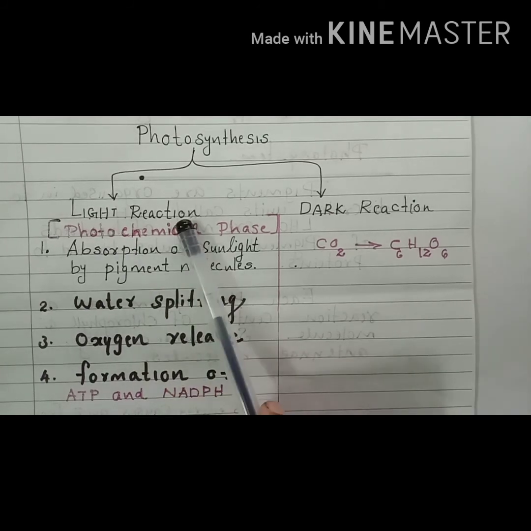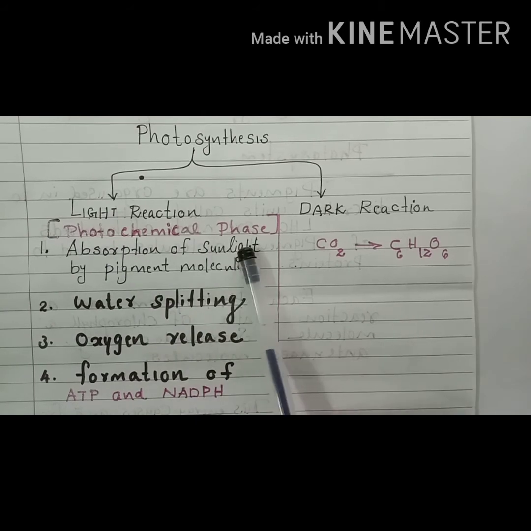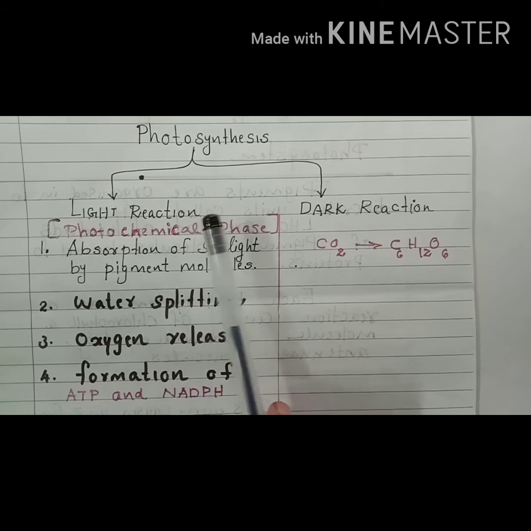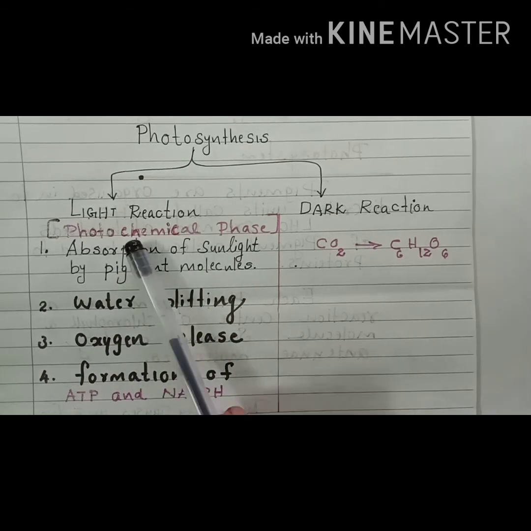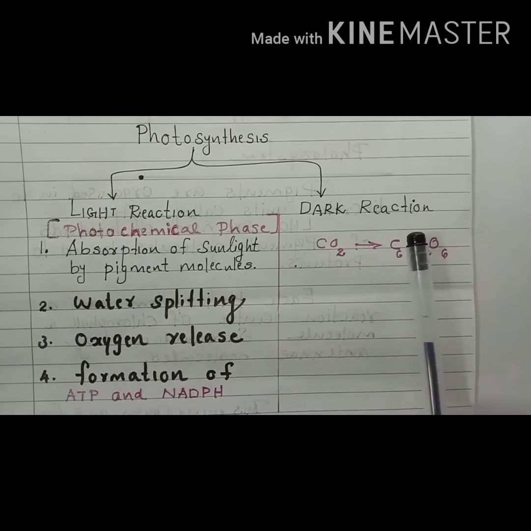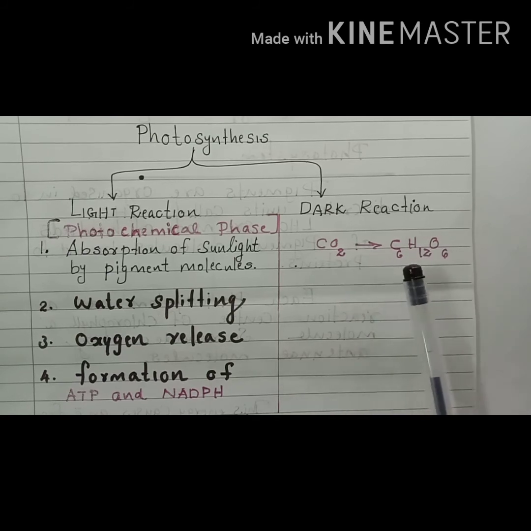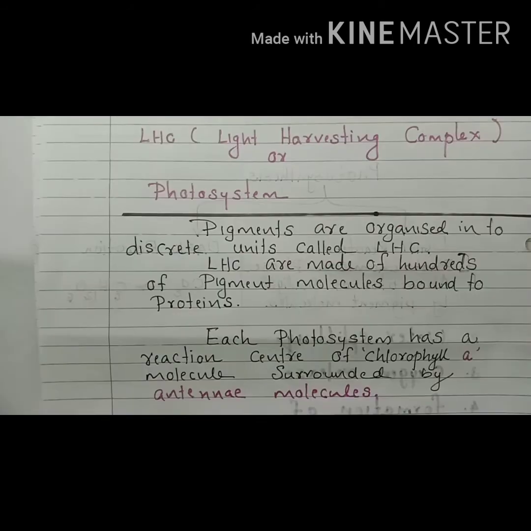Light reaction is otherwise called a photochemical reaction because it happens in the presence of sunlight. So these are the four events happening in light reaction, and in dark reaction carbon dioxide is reduced to carbohydrate or glucose. CO2 becomes C6H12O6. Next we can study the different steps coming under light reaction.